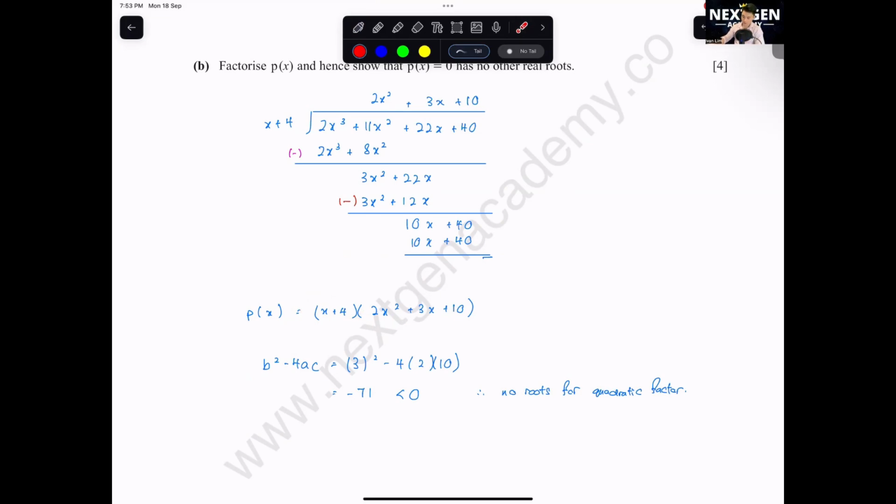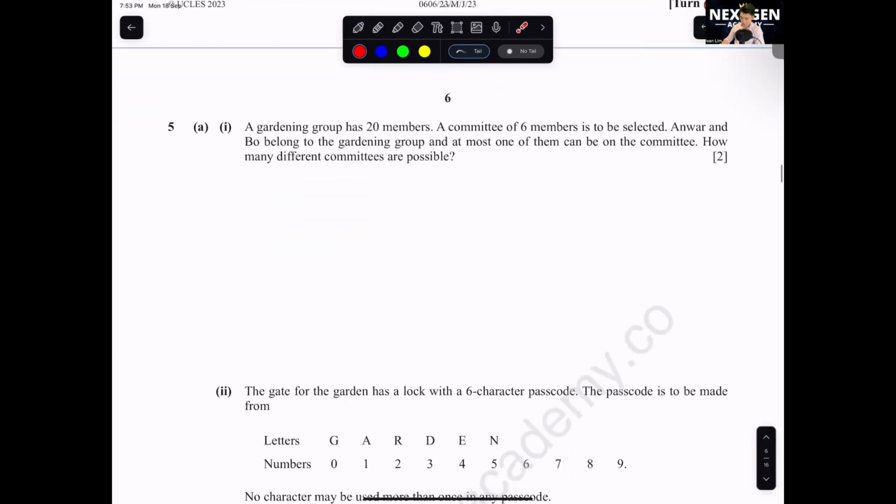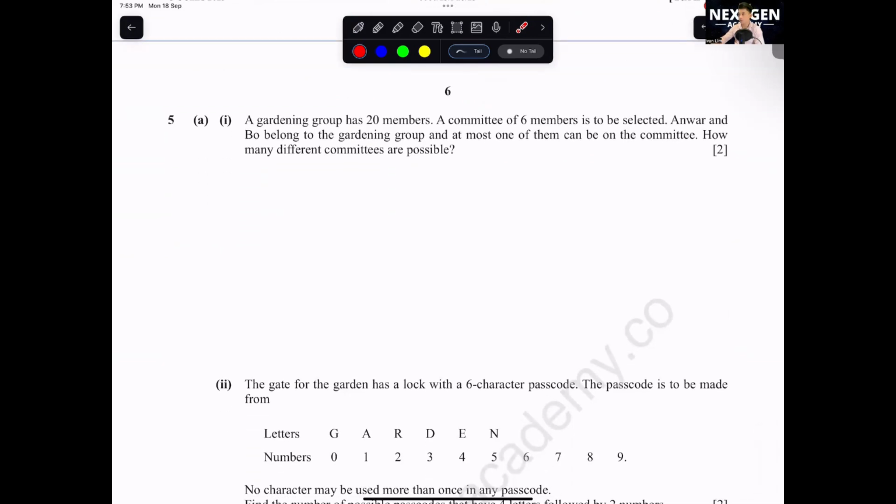Okay, question 5. A gardening group has 20 members. A committee of 6 members is to be selected. Anwar and Bo belong to the gardening group. At most one of them can be on the committee. How many different committees are possible? So first one, we want to see none of them in the group.